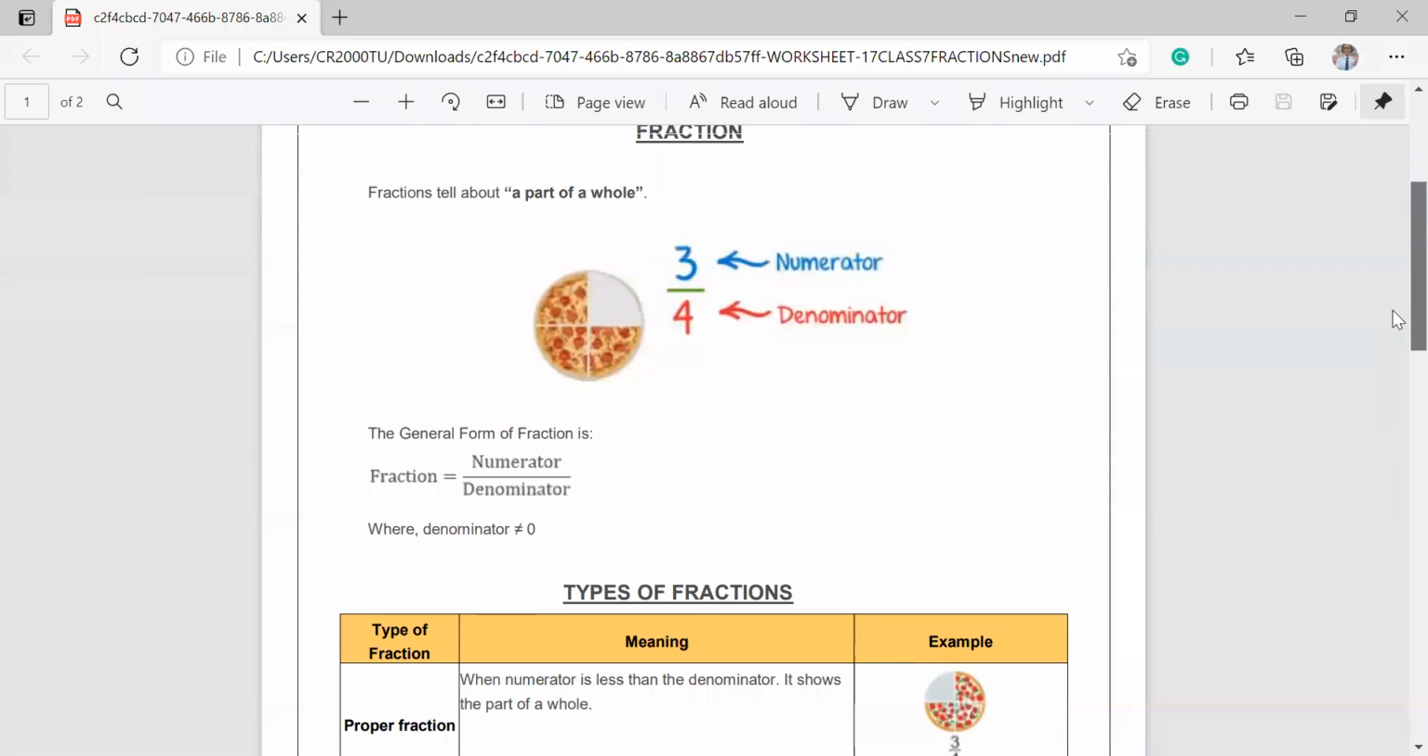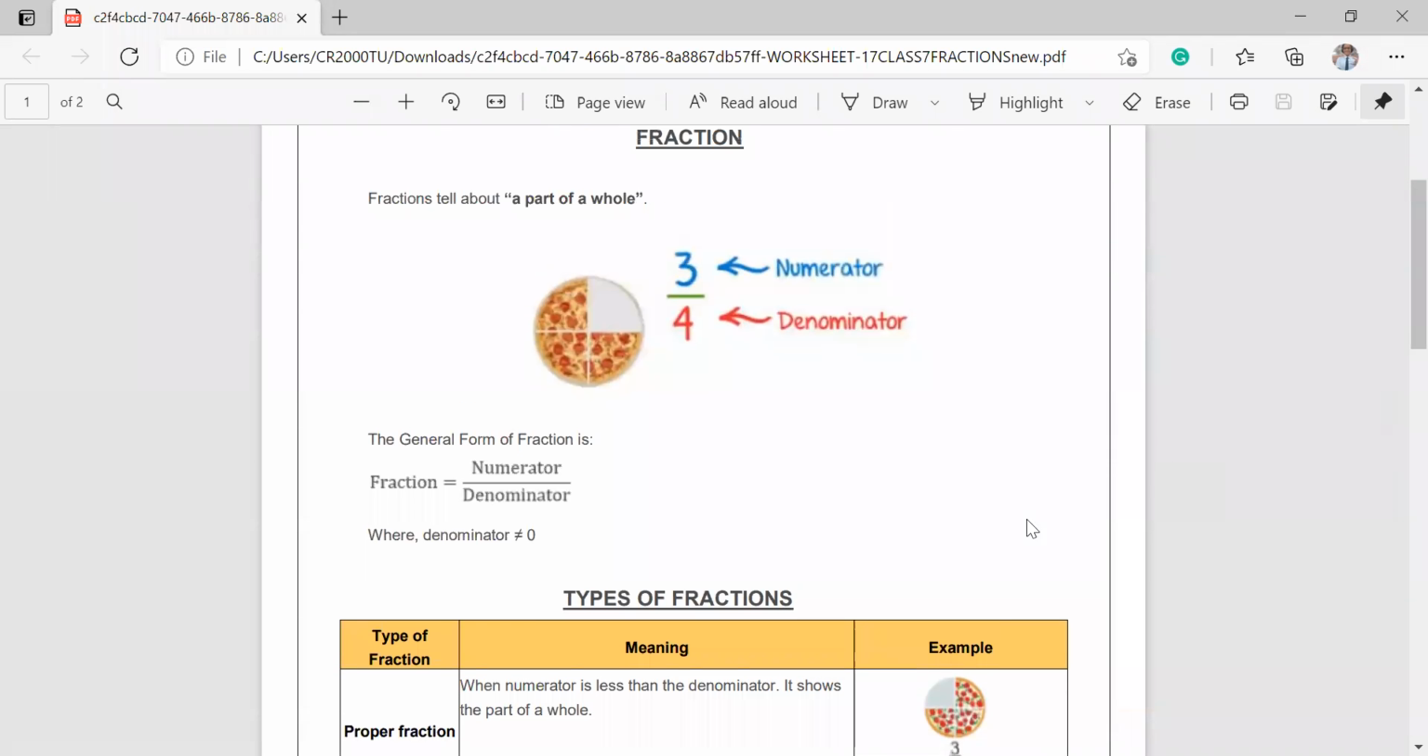So let's start with the chapter. I'm going to share the screen with you all, in which we are going to read today about fractions. First, we are going to discuss what fractions are.